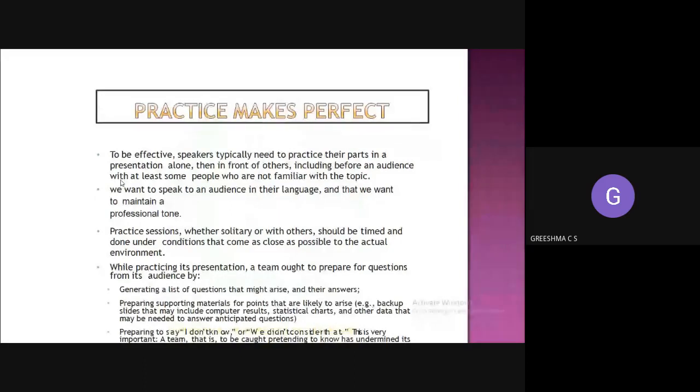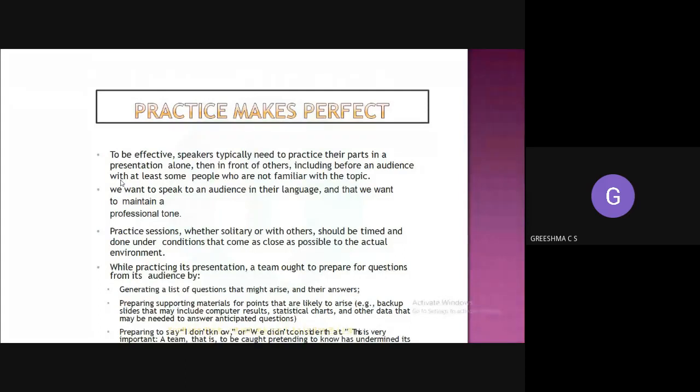Like in our schools, you might have participated in a speech competition. What is happening in a speech competition? First you will study it and then you will practice it. At home you will show it to your father, your mother, your parents. You will practice it by seeing the mirror, by seeing your own reflection. Practice is very important.